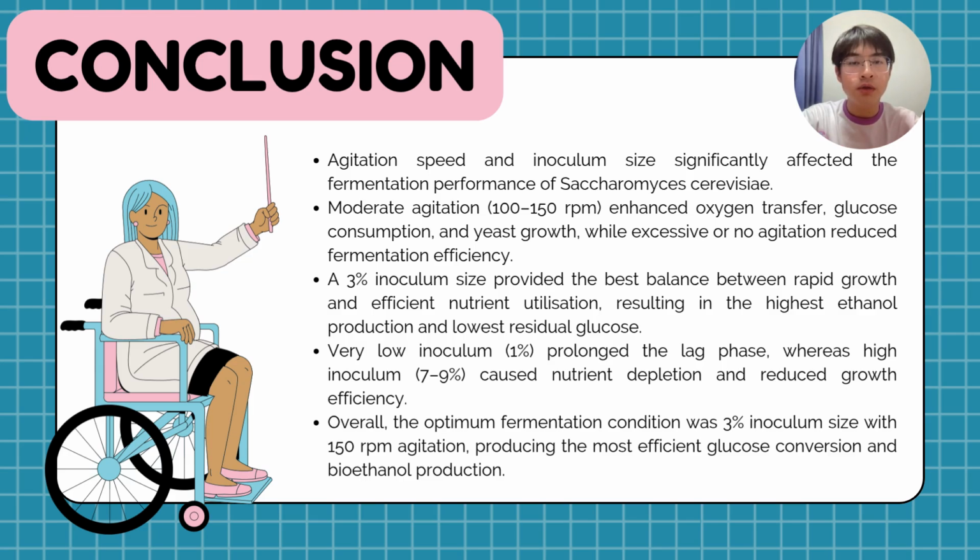Therefore, all four objectives were achieved. The effects of inoculum size and agitation speed on yeast growth were successfully investigated. Glucose consumption and ethanol production were measured, and the optimal fermentation conditions were identified as 3% inoculum size with 150 rpm agitation, which produced the most efficient fermentation performance.